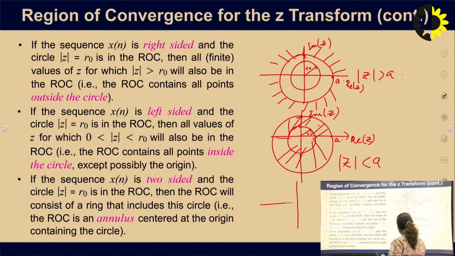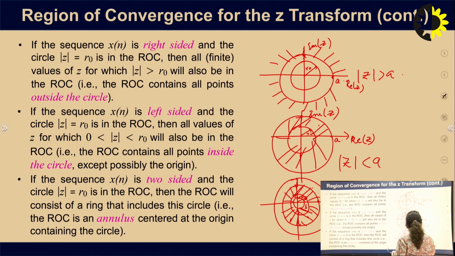Then if the signal is a two-sided signal, one is the reference circle, that is R0, another one is, suppose this is a, and the next circle is, suppose this is b. Then the ROC is, for this part it is left, and for this part it is right. So this whole part will contain the ROC. So in this case, |z| is greater than b and less than a. So it also contains the unit circle.